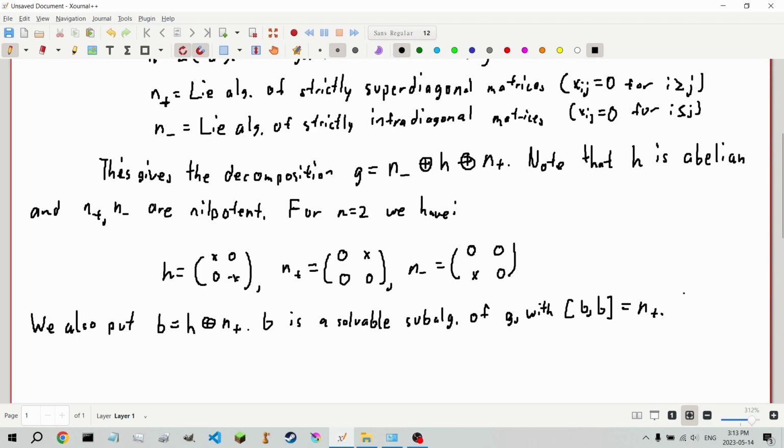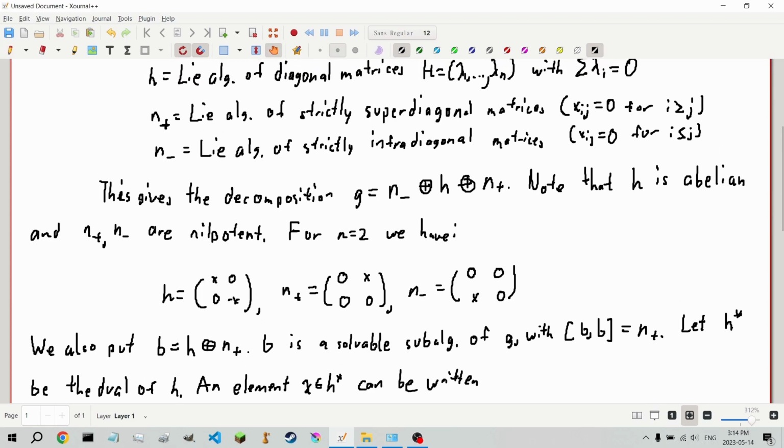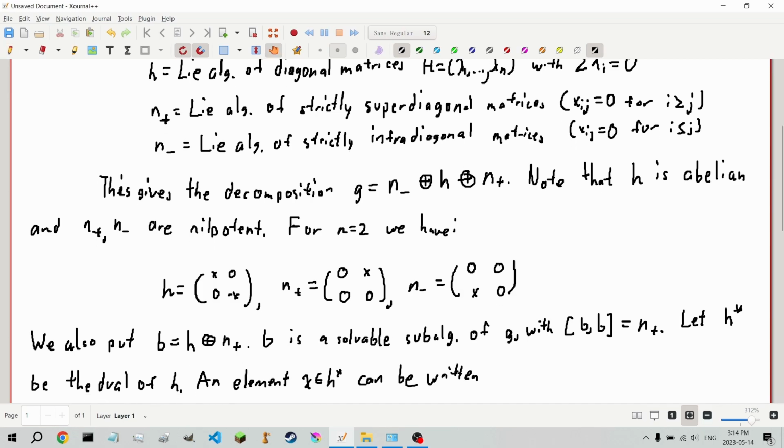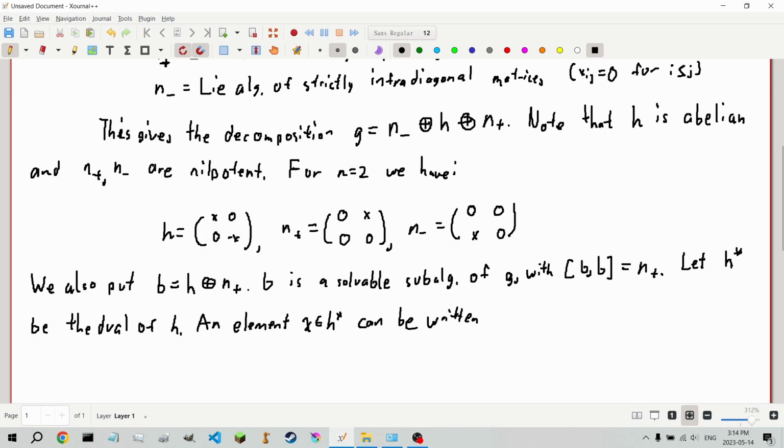We're now going to let h star, as you can imagine, be the dual of h. So an element chi of h star can be written. This is why up above we explicitly wrote out elements of h as a list of lambdas. So then chi of an element h is equal to the sum of u_i times lambda_i for some u_i in k, and h being decomposed into lambda 1 through lambda n as we saw above.